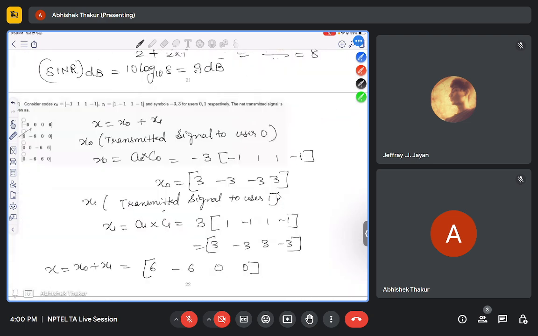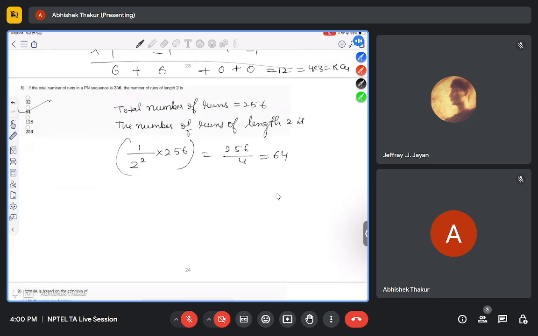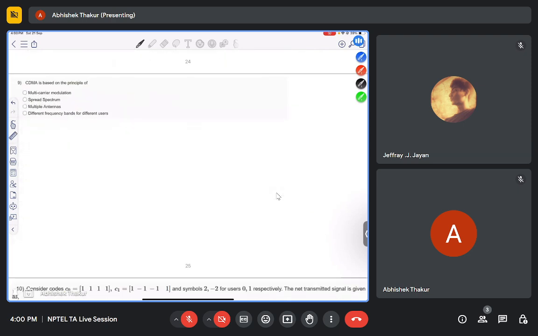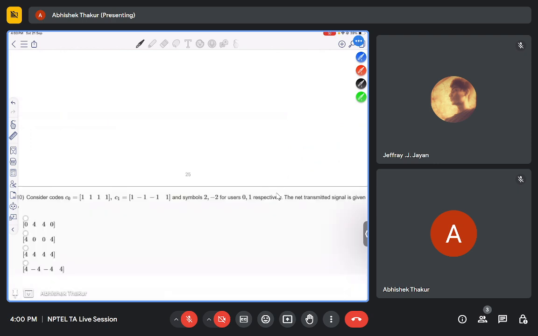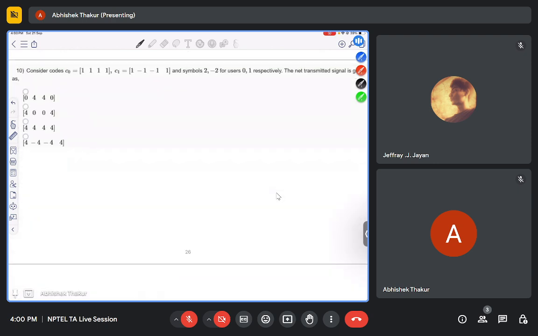Okay, so we will use the same formula. I will just write it again. Runs of length n is equal to total runs divided by 2 to the power of n. Now CDMA is based on the principle of spread spectrum. It is spreading the spectrum using the chips. If n is equal to 4, it will spread by 4 times. If it is 8, it will spread by 8 times.